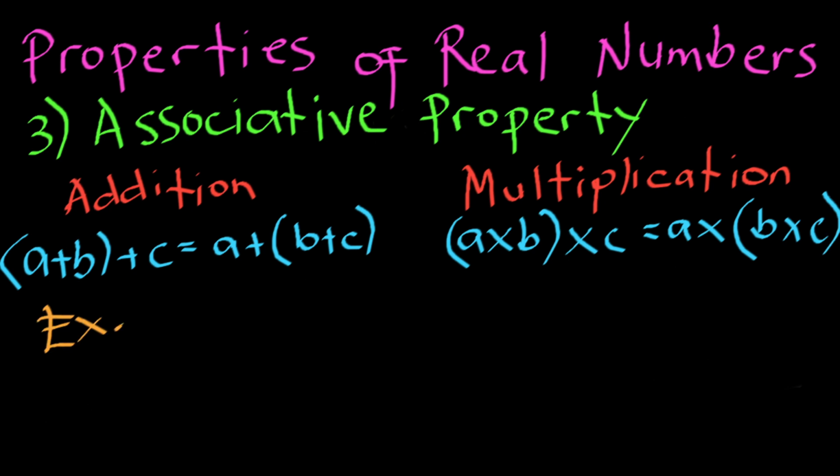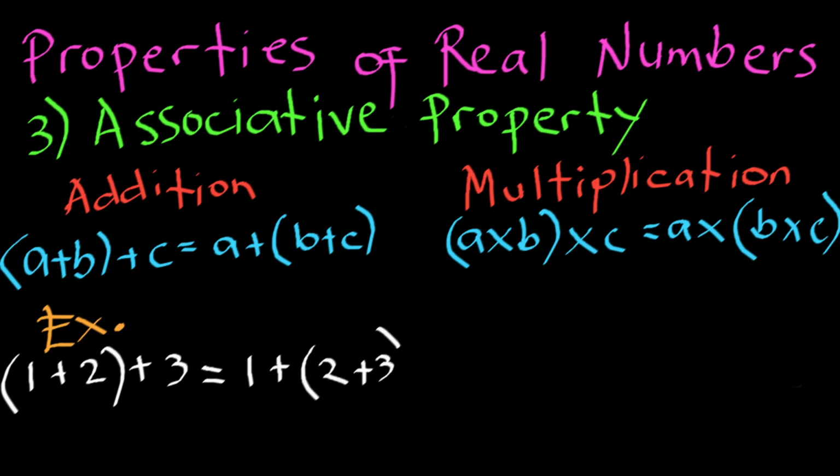For example, we have 1 plus 2 plus 3. 1 plus 2 inside the parenthesis plus 3 equal din siya sa 1 plus quantity 2 plus 3. So we have 1 plus 2 equals 3, plus 3 equals 6 yan, di ba? Sa kabila naman, 2 plus 3 is 5, so 1 plus 5. 6 din ang answer dyan. So, equal lang sila sa isa't isa.